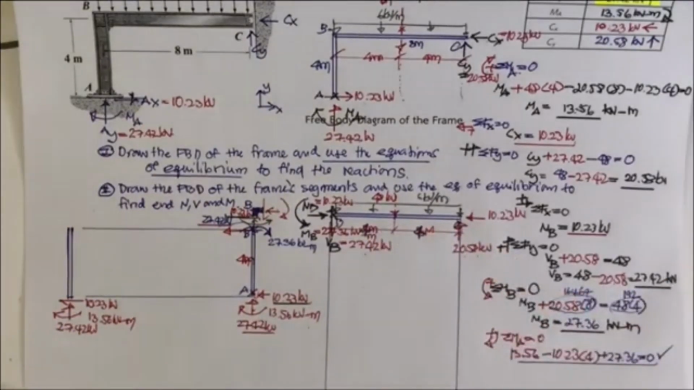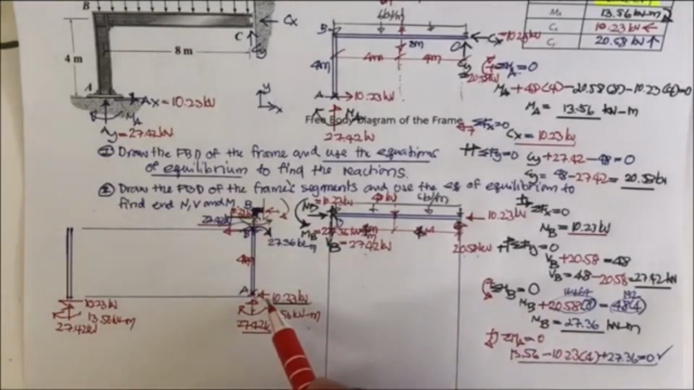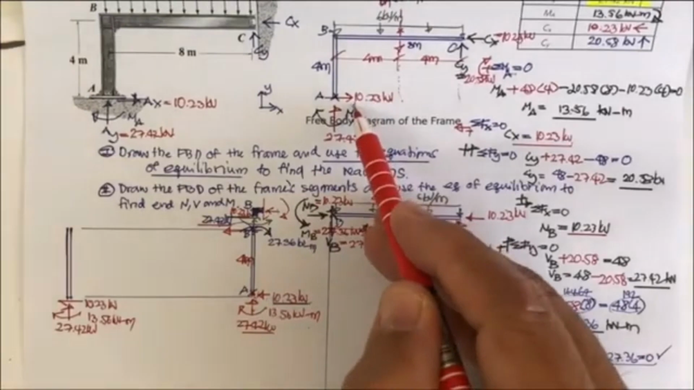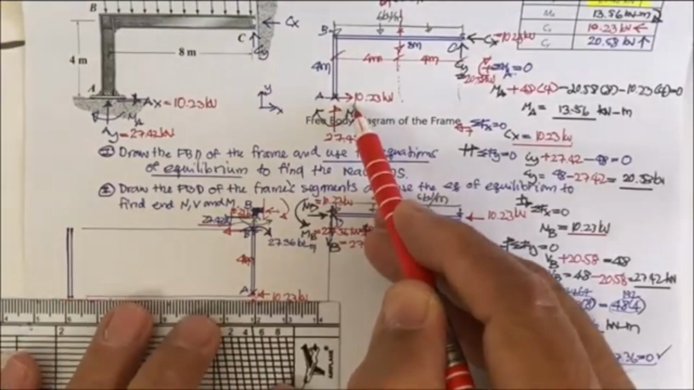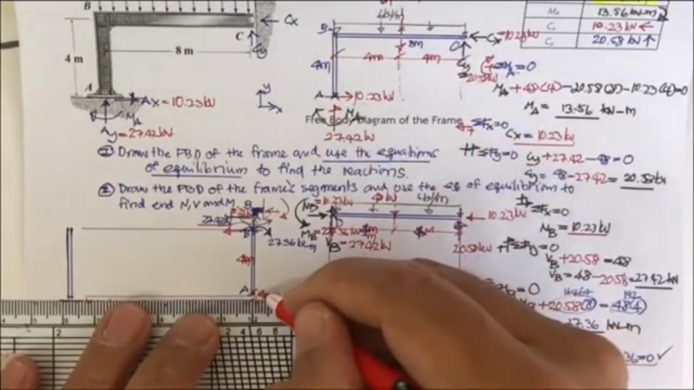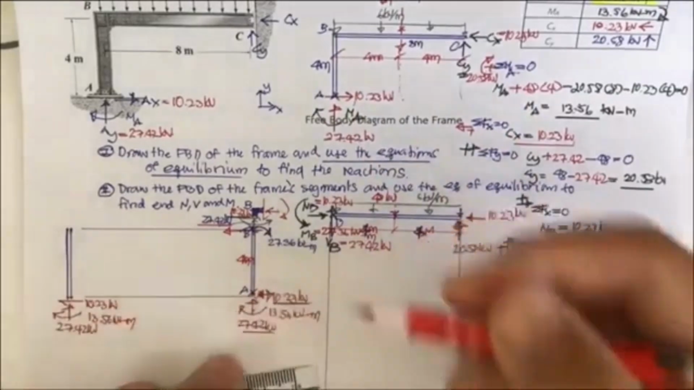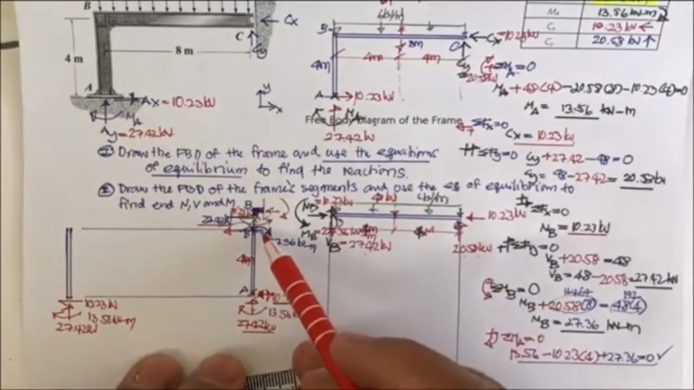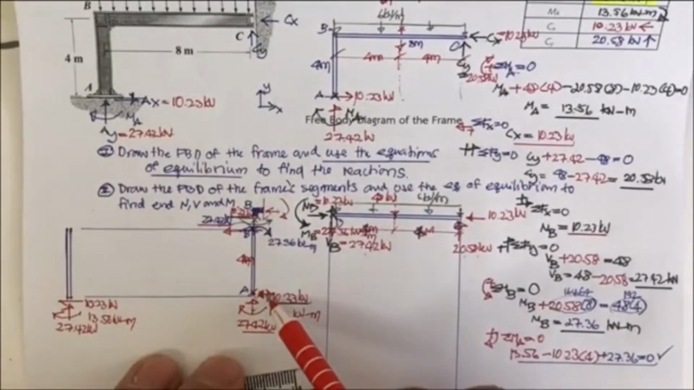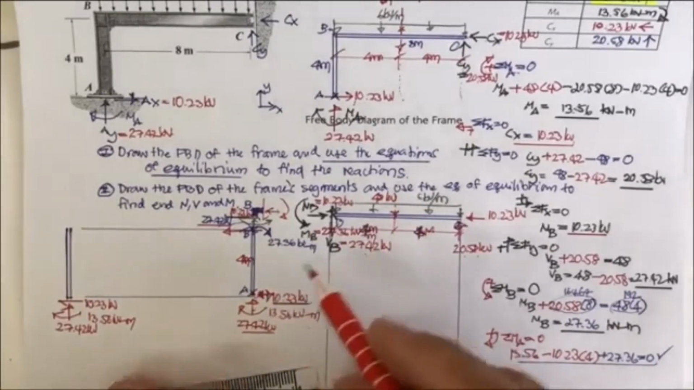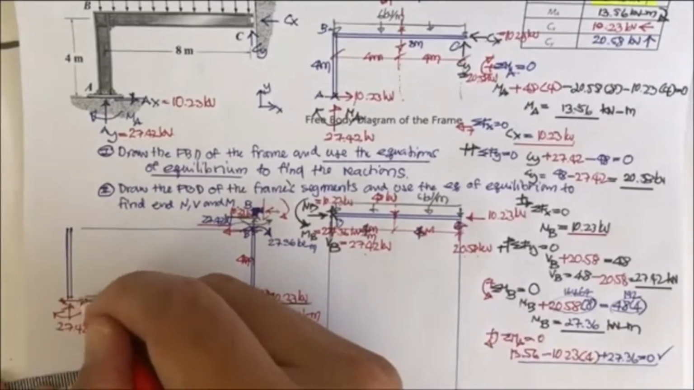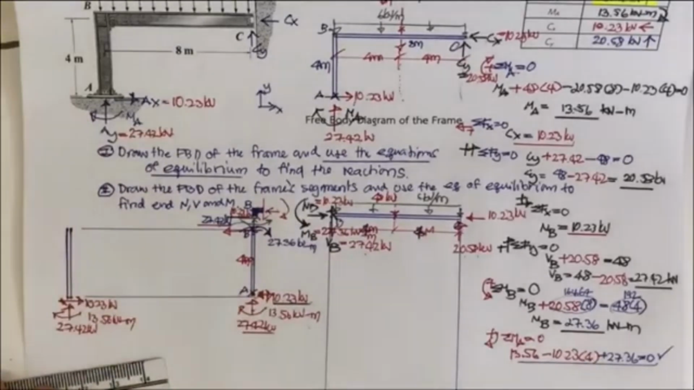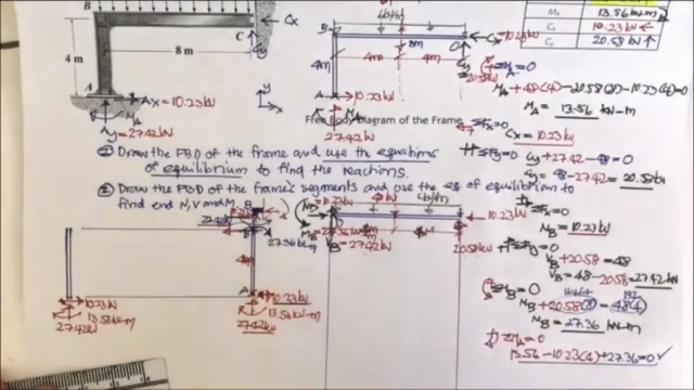That is not correct. Sorry, this is going to be this force. Sorry for this, it's going to be in this direction, so this one is going to be in balance. This one has the wrong direction. It's going to be like this for the 10.23, the A sub x.